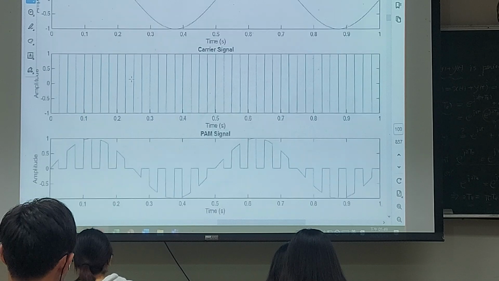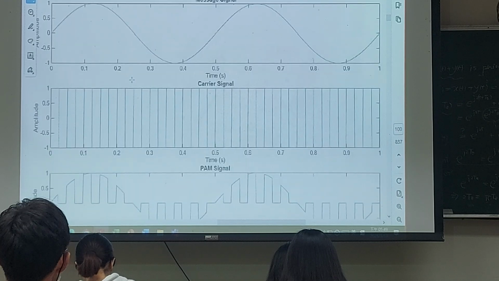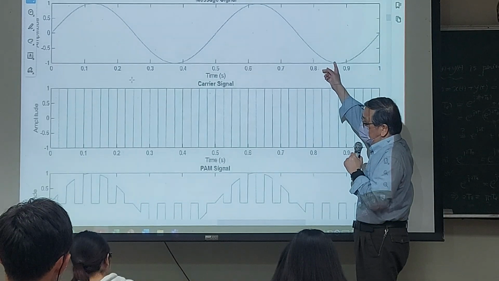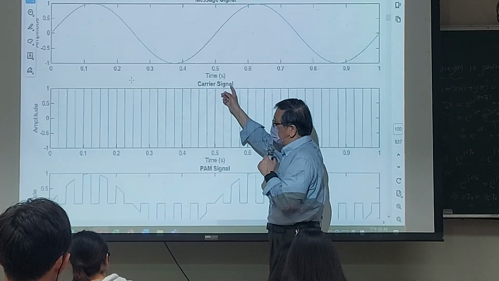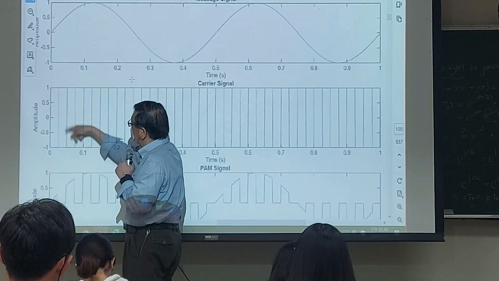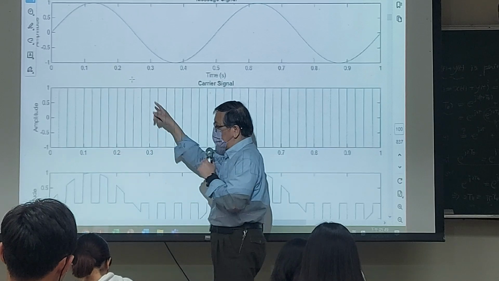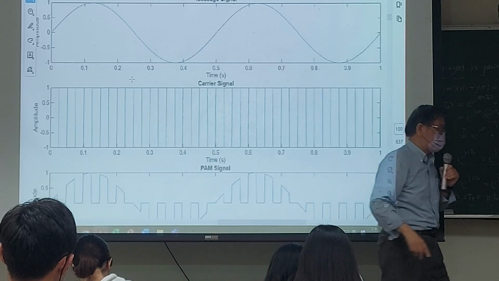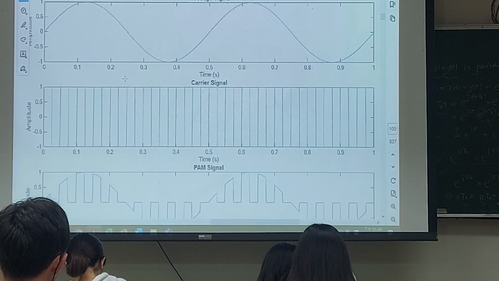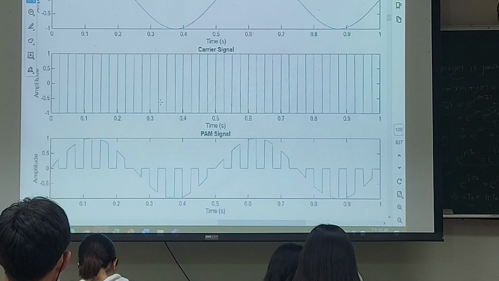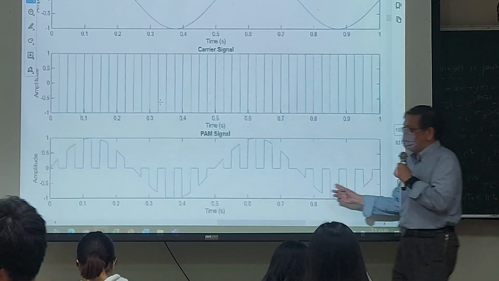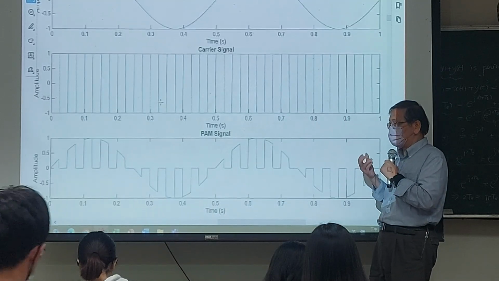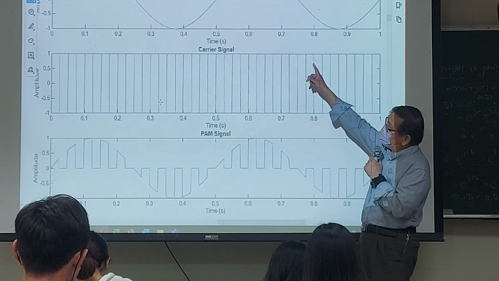After that, you will see the three figures. The first figure is the message to be transmitted. The second one is the carrier signal. It's a square wave, but it is also periodic. The third one is the amplitude modulation. So this is the signal received by the receiver. People who receive this one will use a demodulation method to convert it back to the original signal.